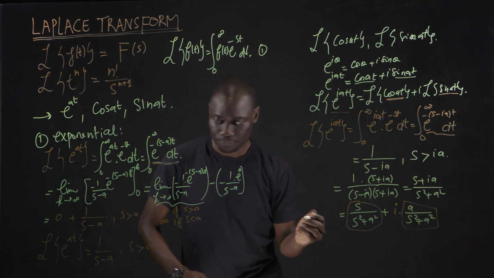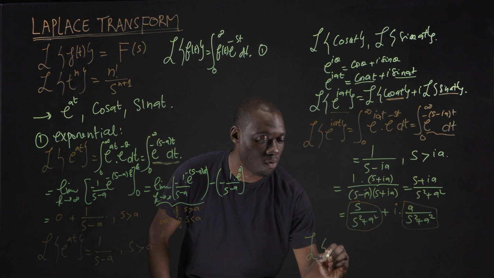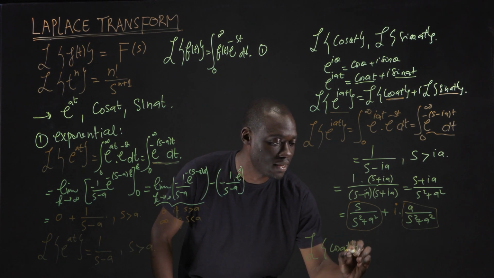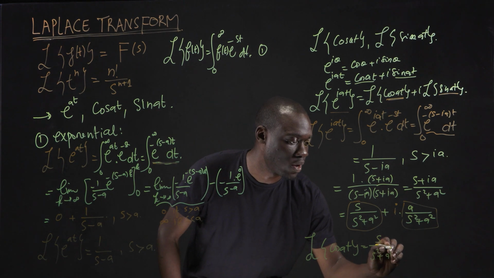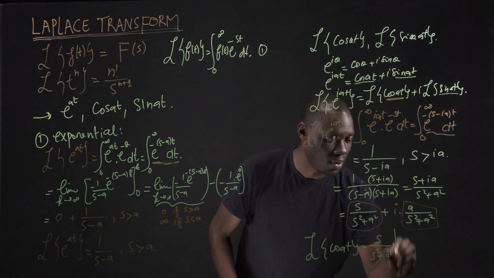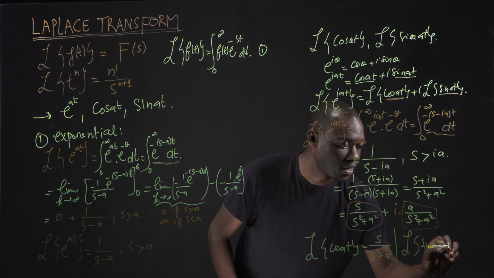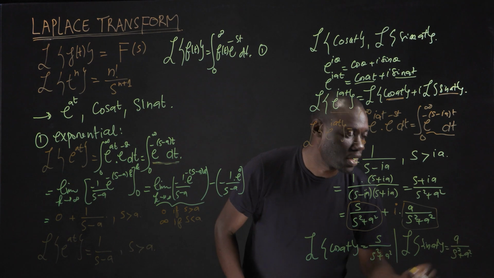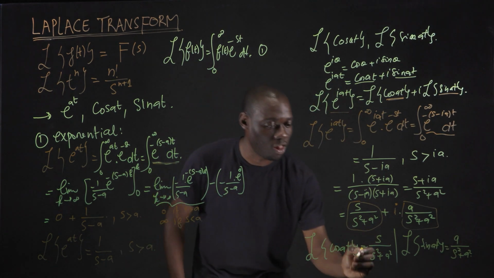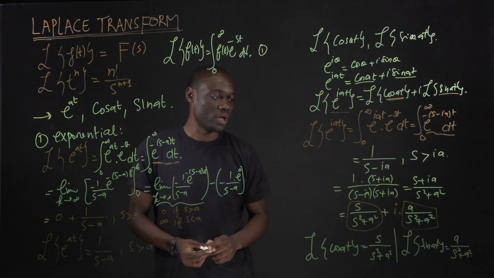Therefore, concluding, the Laplace transform of cos at equals s over (s squared plus a squared), and the Laplace transform of sine at equals a over (s squared plus a squared).